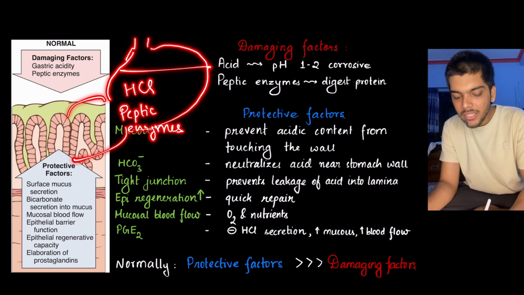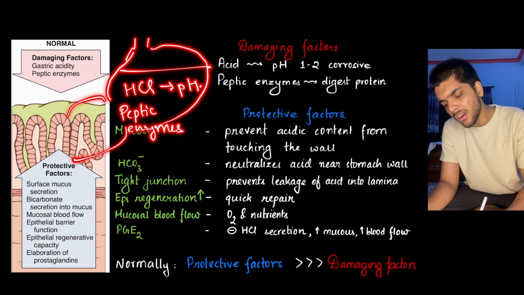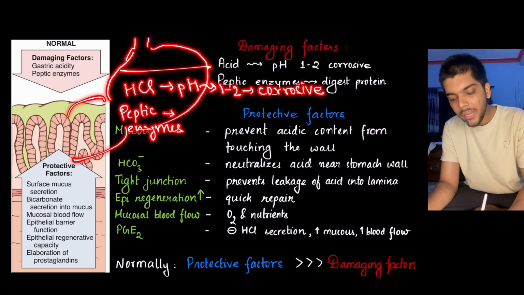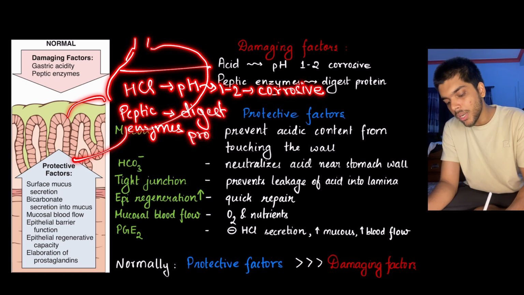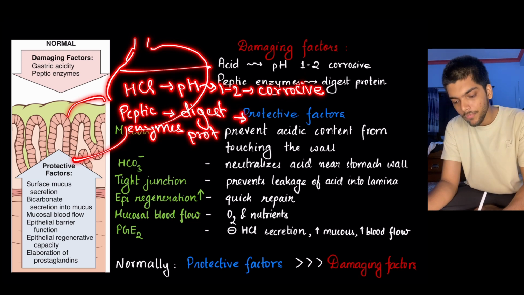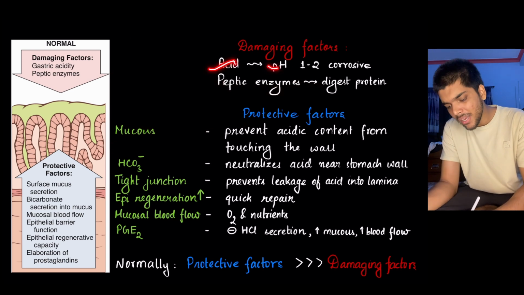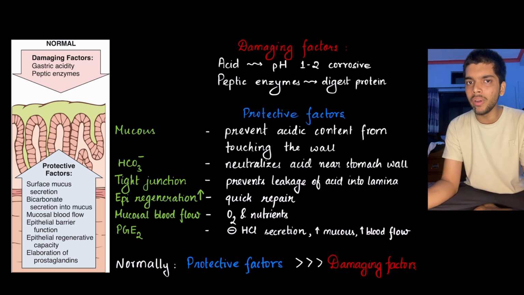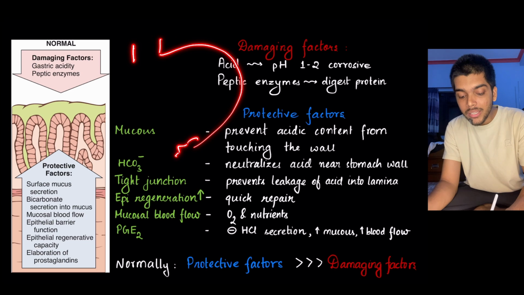Hydrochloric acid has a very low pH of around 1 to 2, so it is highly corrosive. It can easily damage the wall of the stomach. Peptic enzymes, on the other hand, have the ability to digest protein. Is the wall of the stomach made up of protein? Obviously, it contains protein. So it can digest the wall of the stomach as well. Acid with very low pH is highly corrosive. Peptic enzyme can digest protein and subsequently can digest the wall of the stomach. That will eventually lead to what? Perforations in the stomach.